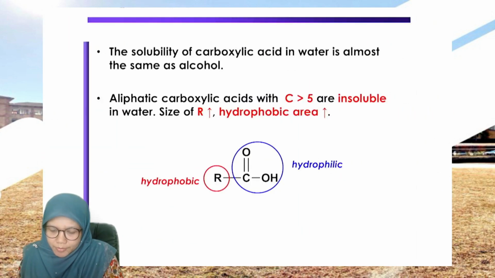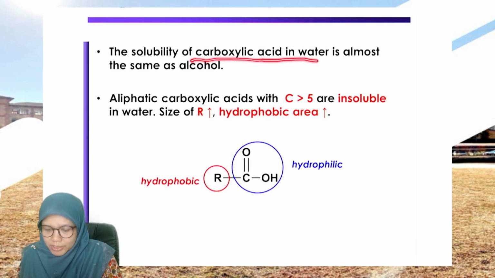Okay. The solubility of carboxylic acid in water is almost the same as alcohol. Kenapa? Kenapa carboxylic acid dan juga alkohol tu dua-duanya soluble in water? Sebab alkohol pun ada OH group juga. So samalah, boleh form hydrogen bond with water molecule.